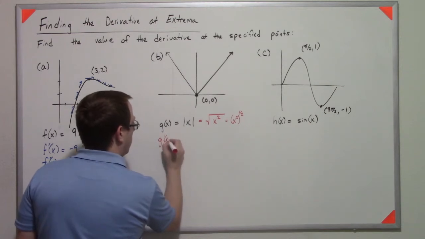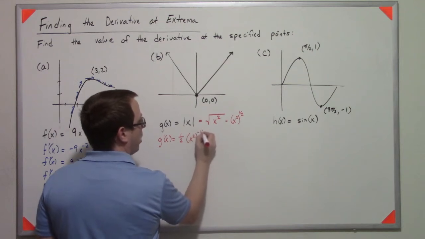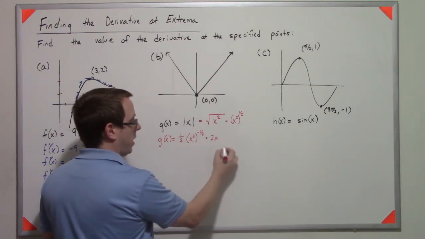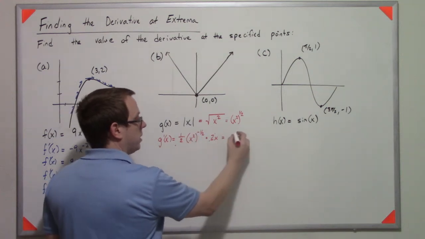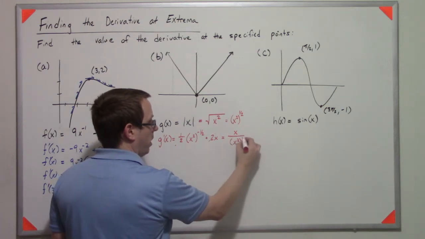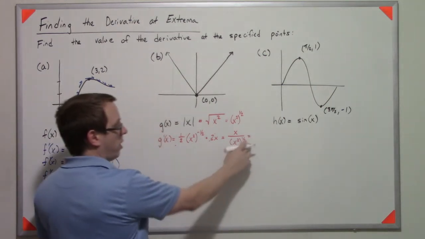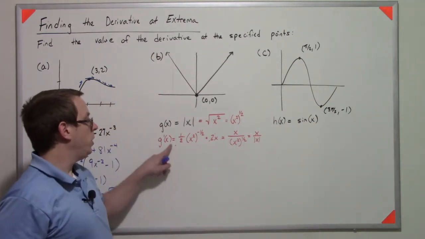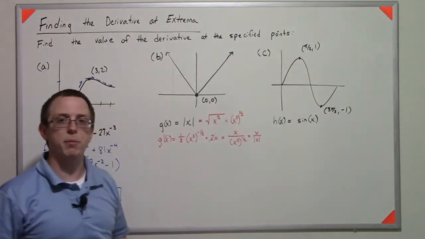So we take the derivative, it's 1/2 x squared to the negative 1/2. And then by the chain rule, we take the derivative of the inside, which is 2x. So those 2's cancel, and this is x over x squared to the 1/2. But as we saw before, x squared to the 1/2 is the absolute value of x. So the derivative of the absolute value is x divided by the absolute value of x.